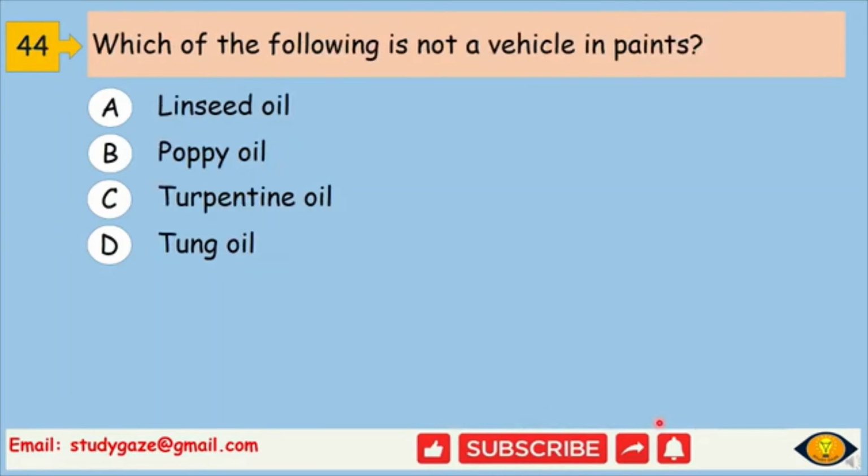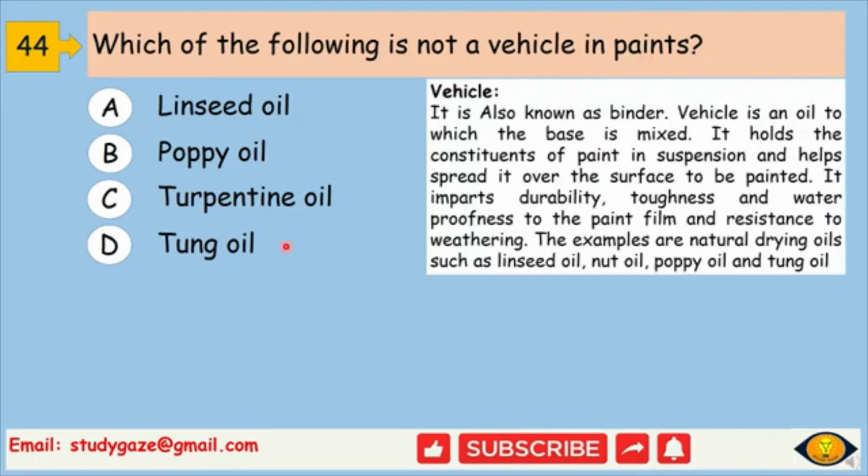44. Which of the following is not a vehicle in paints? Linseed oil, poppy oil, turpentine oil, tung oil. Answer is C. Poppy oil. Vehicle is also known as binder.